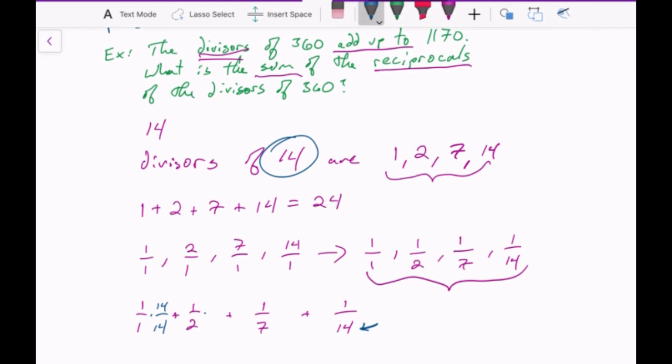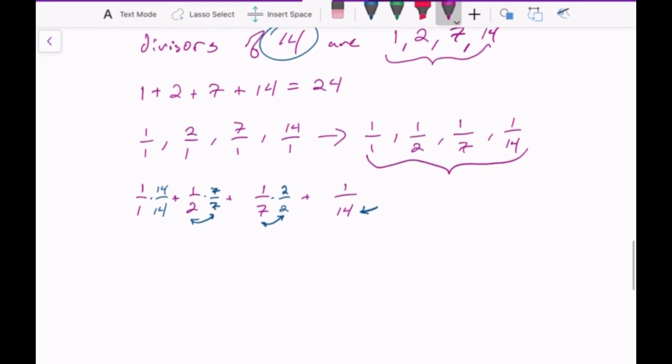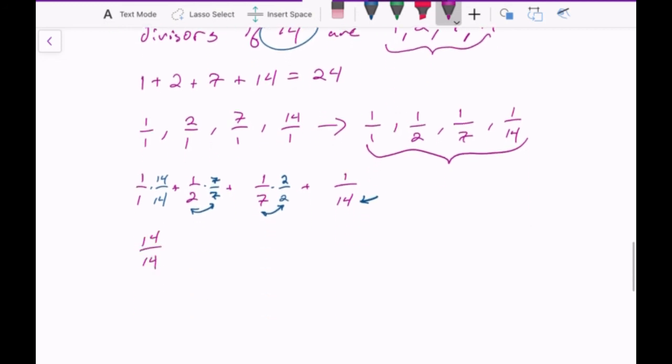So 1 over 1 just needs 14 over 14. 1 over 2 needs a 7 over 7, because I know 2 times 7 will multiply to be 14. And 1 over 7 needs a 2 over 2, because I know 7 times 2 will give me 14. Now what I've got is 14 over 14 plus 7 over 14 plus 2 over 14 plus 1 over 14. And if I add those all up, I get 24 over 14.